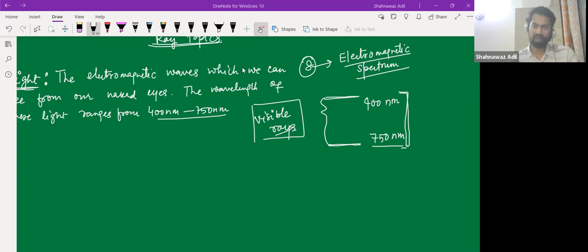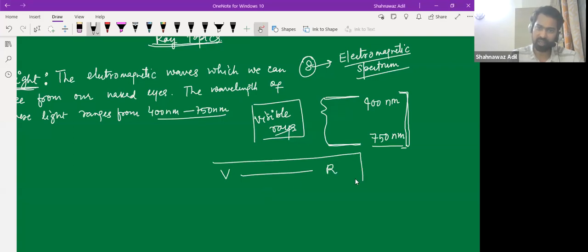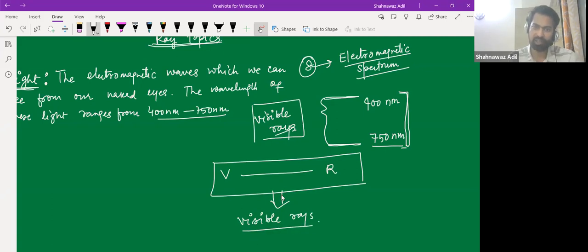So I was asking, the color bands are violet to red. This is the color band of visible rays, and it ranges from 400 nanometer to 750 nanometer. Which wavelength would be red and which would be violet? Violet would be 400, right? Absolutely good. Violet has a lower wavelength, and it is dispersed a lot, so it has a larger deviation.